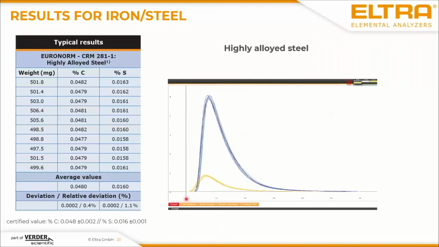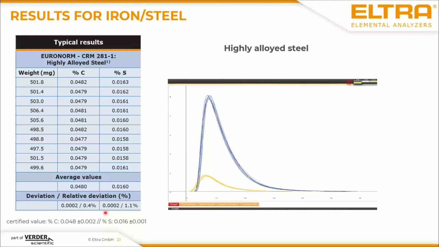For iron and steel, I also have an example here. Typically 500 milligrams of sample is used, measured 10 times. The deviation here is only 0.4% for carbon and 1.1% for sulfur, which is 2 ppm for both elements. So extremely good recovery and repeatability of the results.